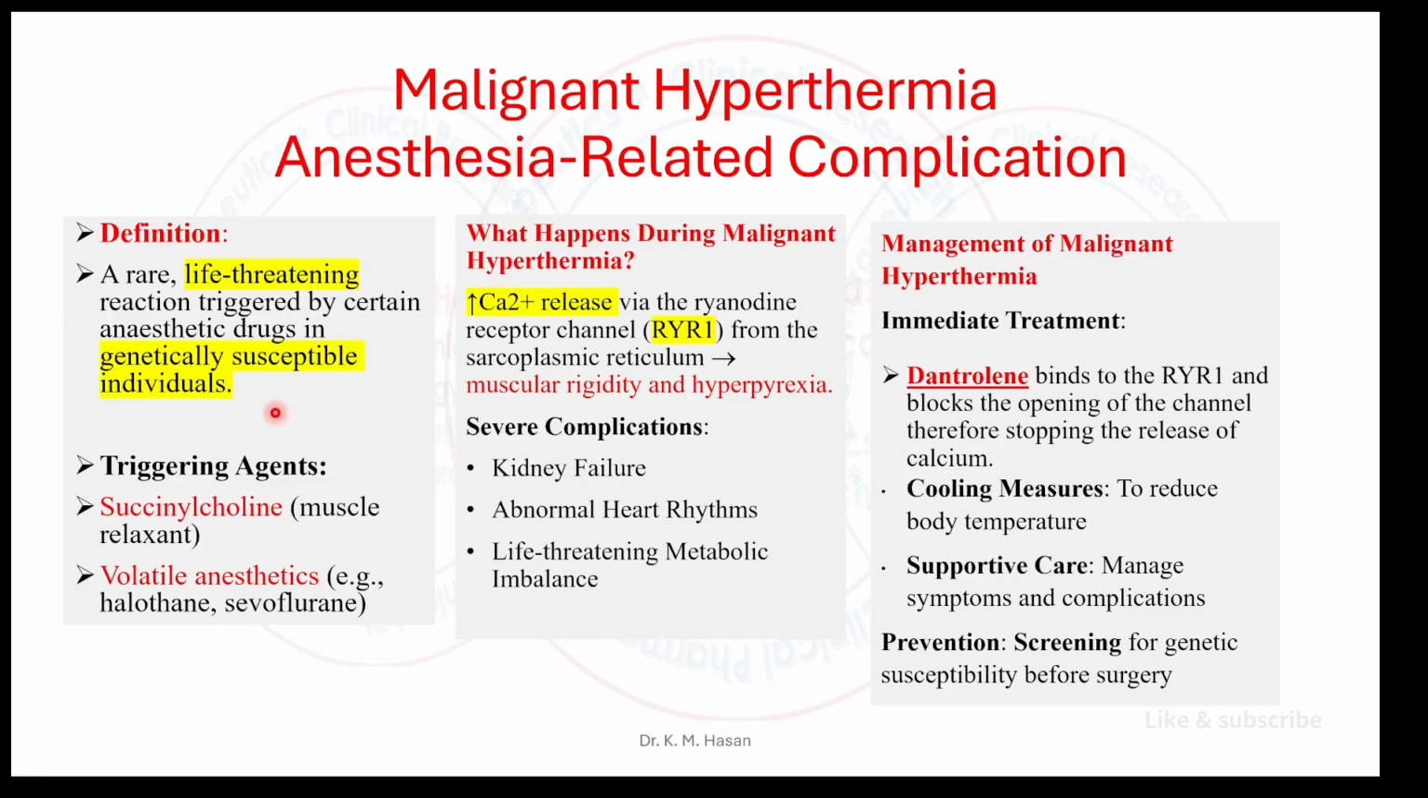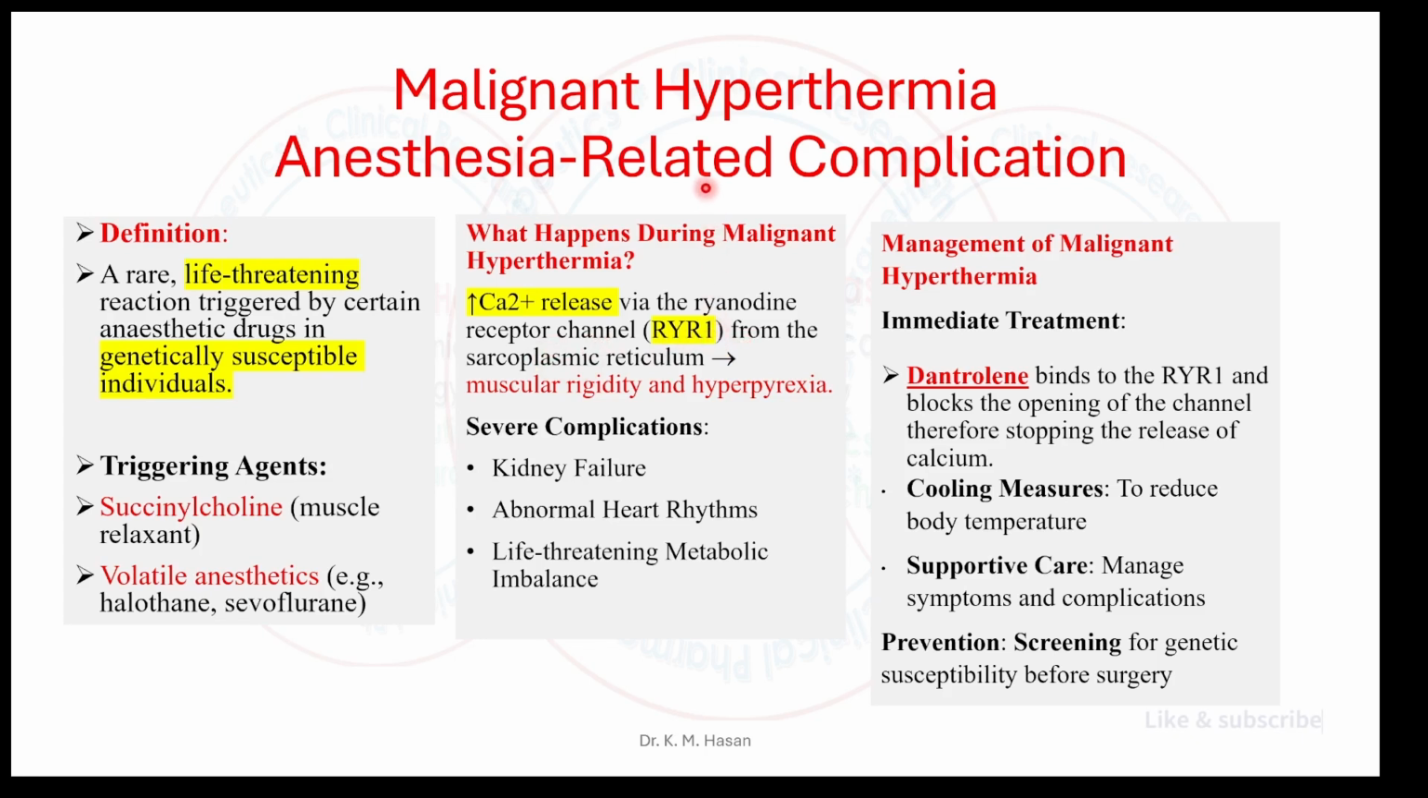Medications that may cause malignant hyperthermia: succinylcholine, and volatile anesthetics such as halothane and sevoflurane. So two groups of medication may cause malignant hyperthermia. Okay, what happens here? How can we explain malignant hyperthermia? When you prescribe these medications to the patient, the consequence will be an increased amount of calcium released from the sarcoplasmic reticulum through the channels called ryanodine receptor channels.